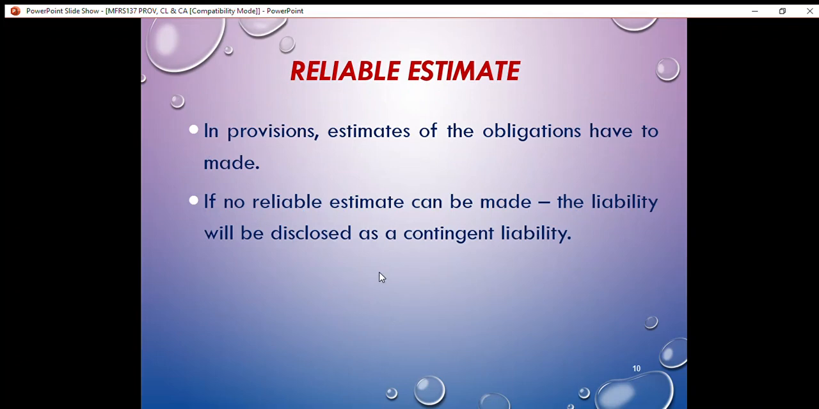Next, this one is about reliable estimate. The third condition to be met in order to recognize a provision is that the amount of obligation must be reliably estimated. So in provisions, estimates of the obligations have to be made reliably. If no reliable estimate can be made, the liability will be disclosed as a contingent liability in the notes to the financial statements.